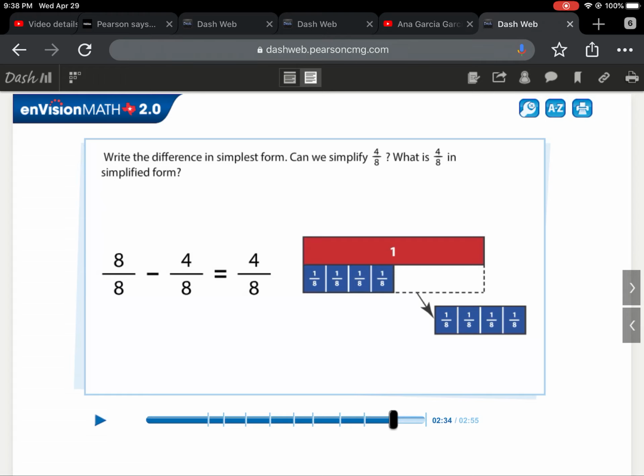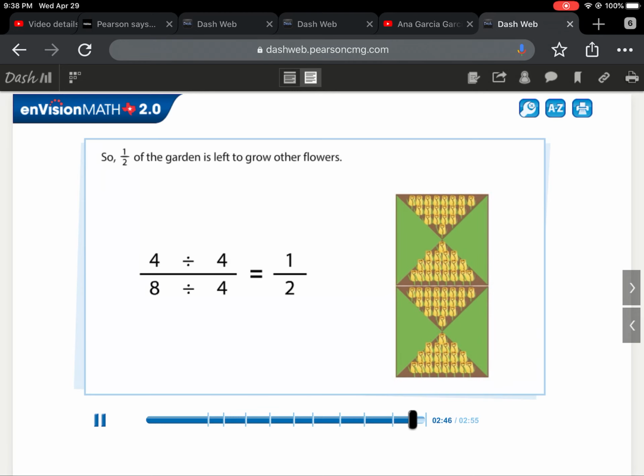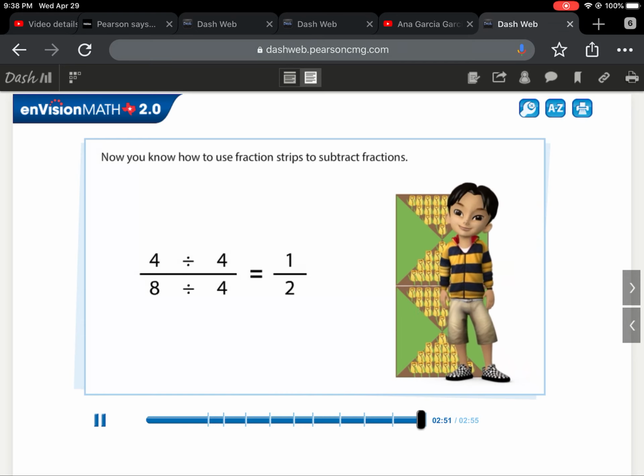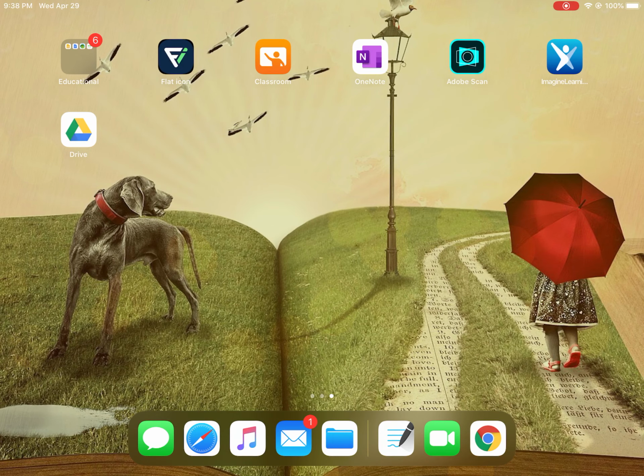Remember that when we're talking about 4/8, 4 is half of 8. Divide the numerator and denominator by 4. 4/8 simplifies to 1/2. So, 1/2 of the garden is left to grow other flowers. Now you know how to use fraction strips to subtract fractions.